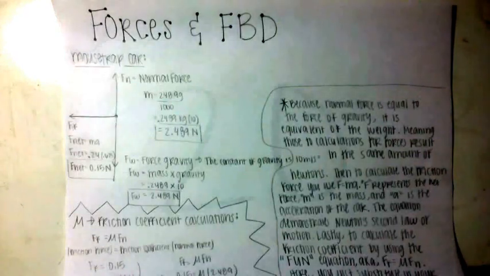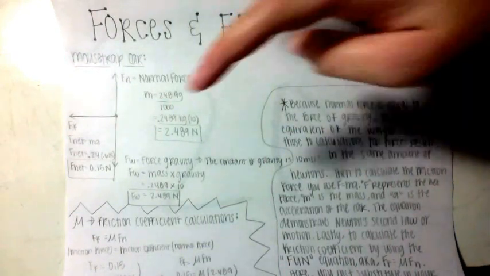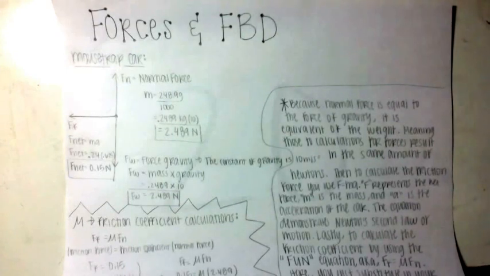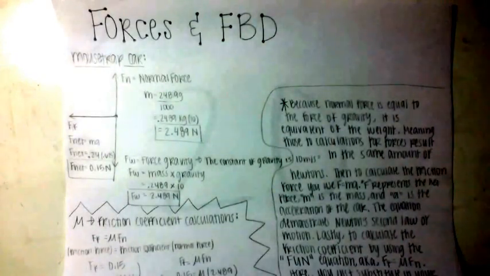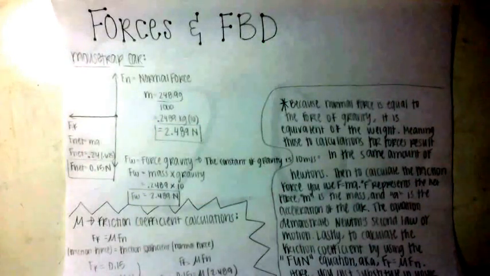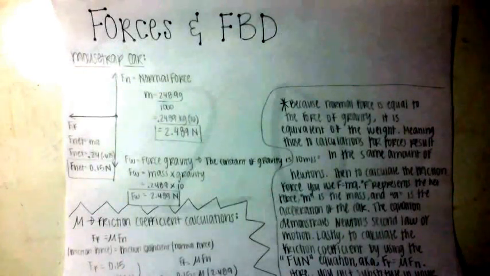Now we have the forces and free body diagram. So here is the free body diagram of our Mousetrap car. And we set it up because there is gravity and normal force and a friction force acting upon the car. And the normal force is equal to the force of gravity, so it's equivalent to the weight. So the calculations for both of those are the same, which was, our mass was 248.9 grams. So we divided that by 1,000, and then multiplied that by 10 to get our newtons, so our normal force and our force of gravity.